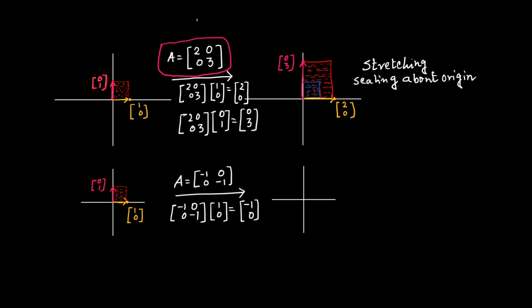That means the new yellow vector will change to this, if I call this (-1, 0). And similarly, when the matrix operates on (0, 1), the pink vector, if you multiply the two, you will get (0, -1). So the pink vector accordingly will transform to this one, if I consider this as my (0, -1).